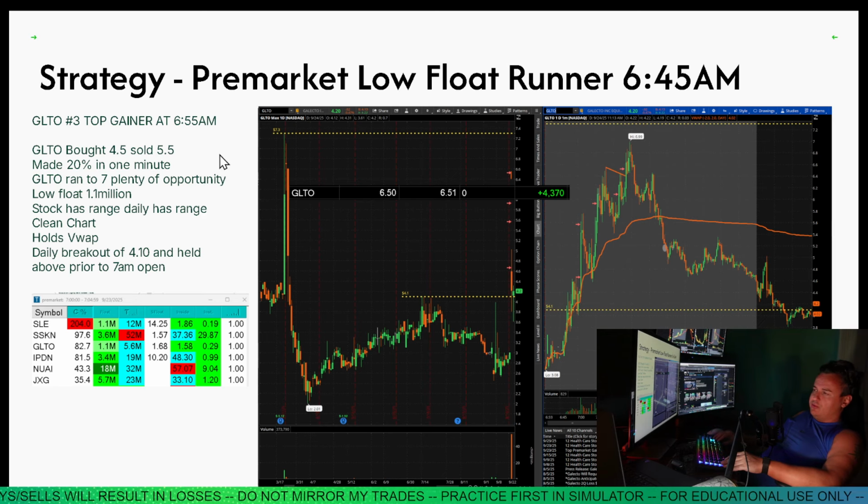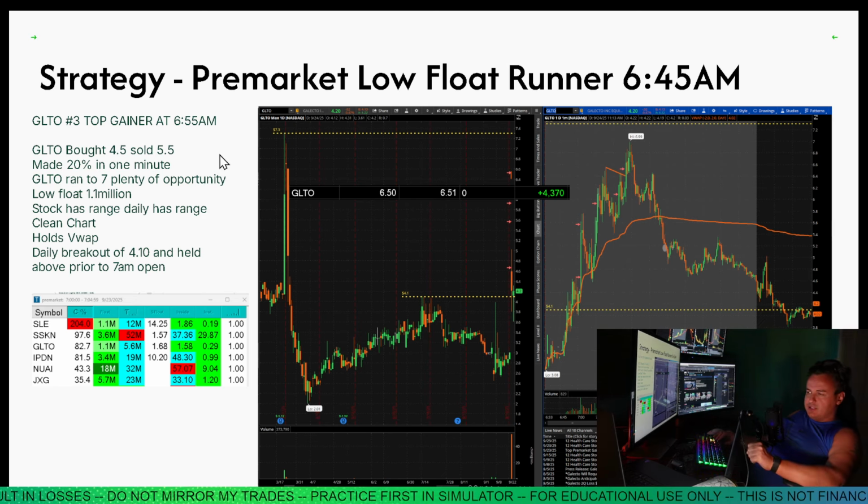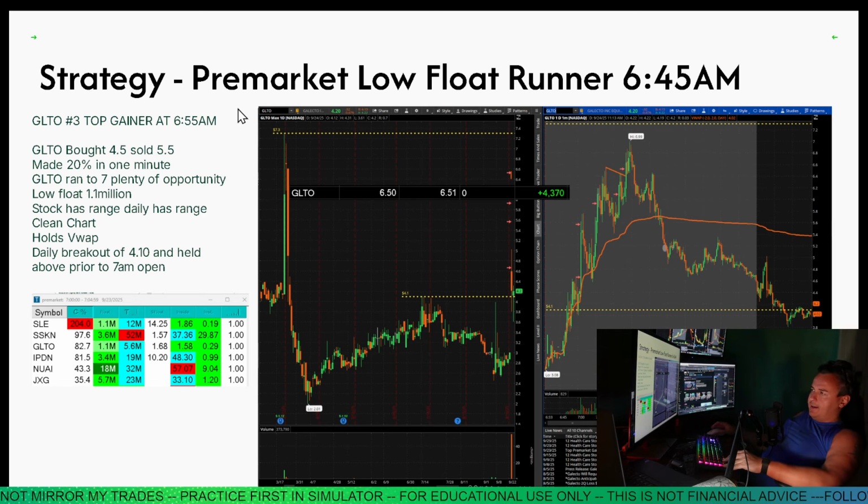Now we're going to go through a couple of strategies that I have for some of the tickers that I've traded the past week. This is the strategy of the pre-market low float runner at 6:45. At 6:45, there's a lot of activity. You can see GLTO was part of the top 5 or top 6 pre-market gappers. There was an 18 million float in the morning at 7 a.m., but GLTO had a 5 million volume, 1 million float, and it was up like 80%.